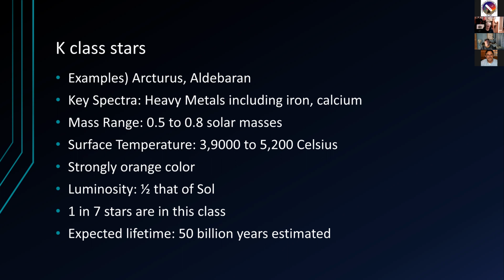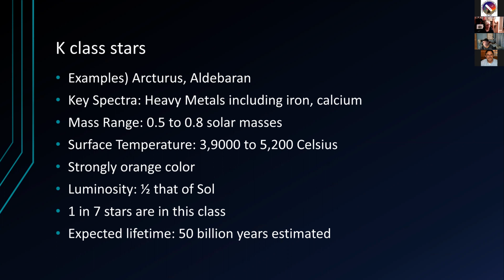The main spectral characteristic to finding K stars is that they have a very high presence of heavy metals such as iron and calcium in their spectra. They are getting into stars that are less massive than the sun by a fair amount. They overlap some with the lightest, the M-class stars, in their mass ranges. They have a mass range of about 0.5 to 0.8 solar masses for K-class versus about 0.5 to 0.6 for the M-class stars, which we'll talk about here in a second.